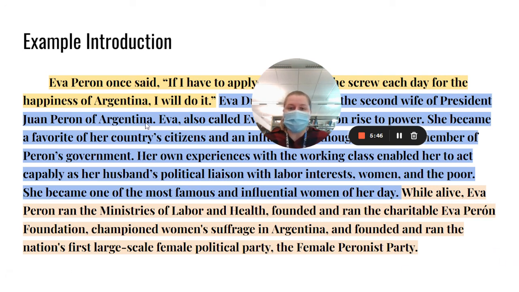So after this, I want you to look back at the slideshow, take it step by step, and write your own hook, biography, and thesis. Once we're finished, we'll peer edit so that we can make our introductions as strong as possible.